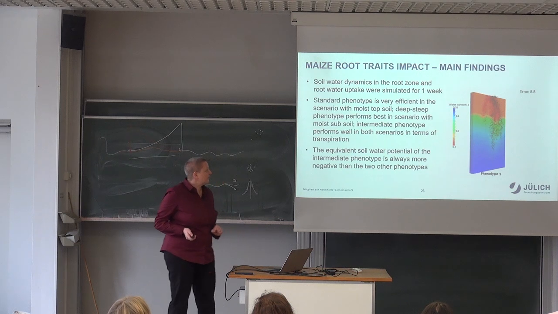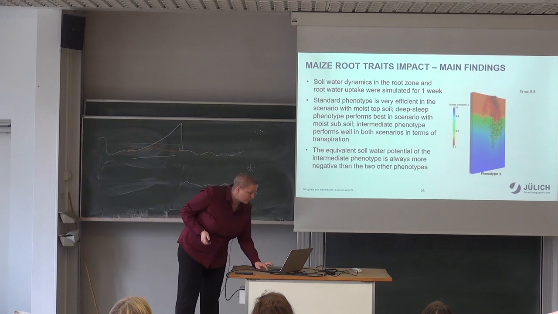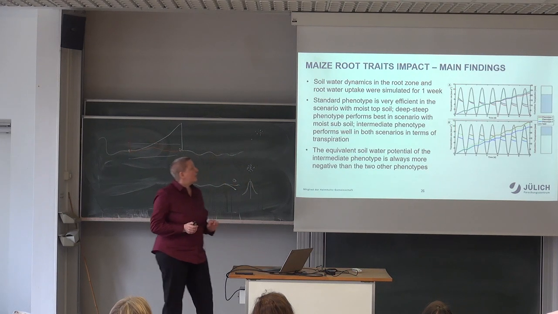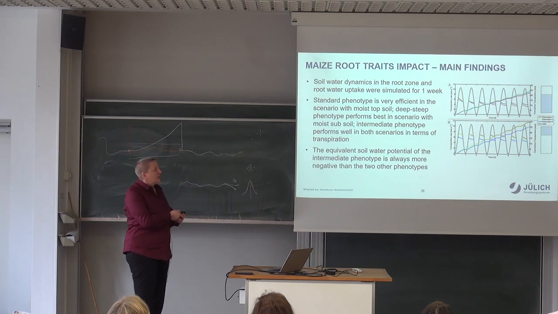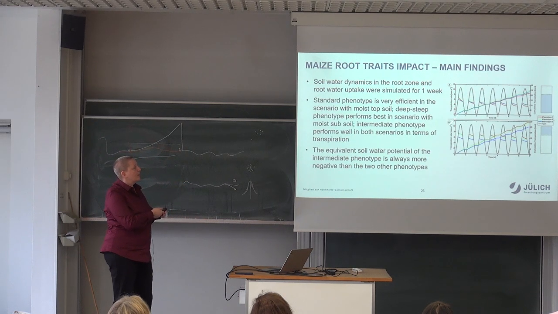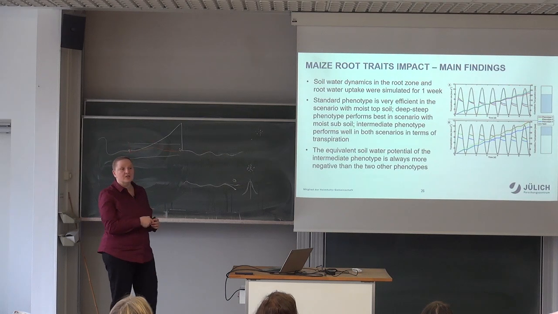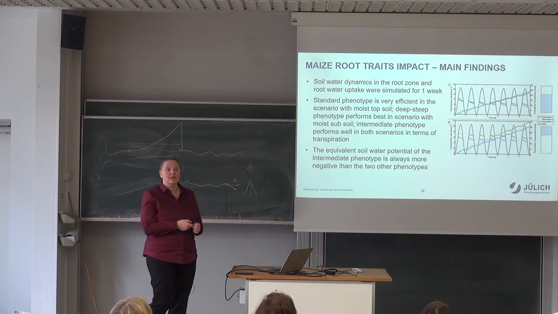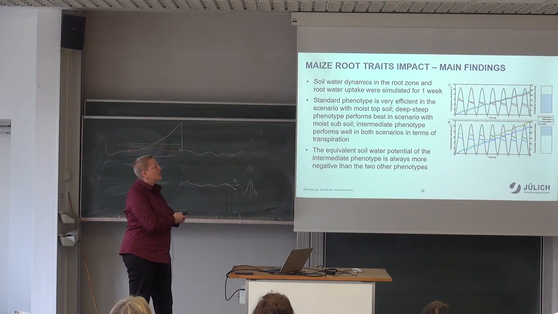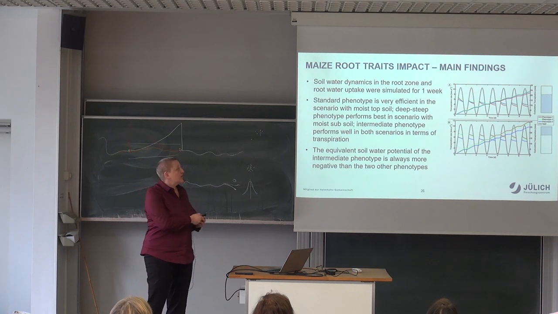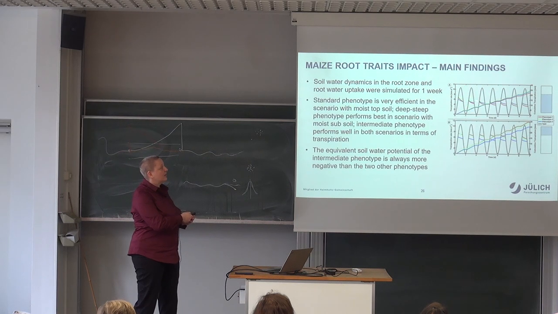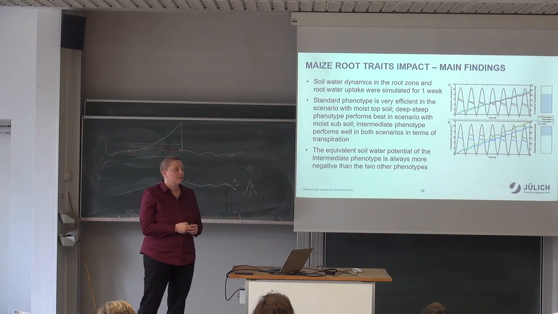And now what I would like you to see, so now we can compute, for example, the black curves are the potential transpiration which we impose as the boundary condition at the root collar. And these colored lines here are the actual transpiration. So that means if it's less than the potential one, all of the plants had stress in the scenario.